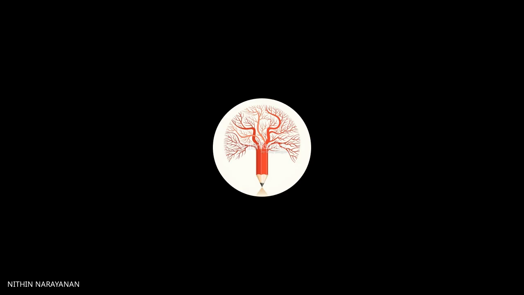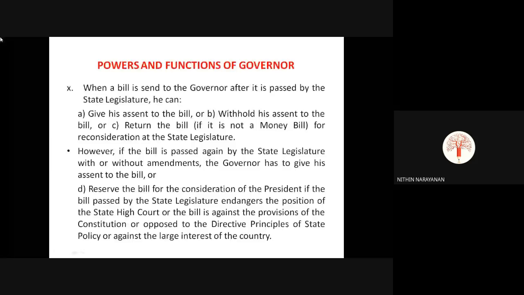ഓർഡിനൻസ് പുറപ്പെടുവിക്കാനുള്ള അധികാരമുണ്ട്. ഈ അസംബ്ലി നടക്കുന്നെങ്കിൽ ഓർഡിനൻസ് പുറപ്പെടുവിക്കാനുള്ള അധികാരം ആർക്കുണ്ട്? ഗവർണർക്കുണ്ട്. Again, when a bill is sent to the governor, it is passed by the state legislature. He can assent to the bill, or he can withhold his assent to the bill, or he can return the bill. അപ്പോൾ അത് വേണമെങ്കിൽ ചെയ്യാം, റീകൺസിഡർ ചെയ്യാൻ വേണ്ടിയിട്ട് റിട്ടേൺ ചെയ്യാം.